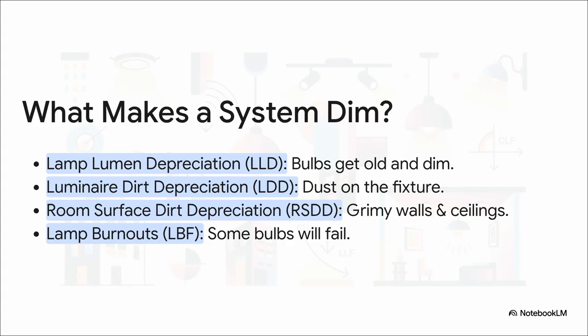So let's break down what's making our window so dirty. First, you've got lamp lumen depreciation, or LLD. That's simple. Bulbs get old, they get dimmer, even LEDs. Next is luminaire dirt depreciation, LDD, a fancy term for dust collecting on the fixture. Then there's room surface dirt depreciation, RSDD. That's when our walls get grimy and stop reflecting light well. And finally, lamp burnouts, LBF, which just accounts for the fact that some bulbs in a large group might have failed. You multiply all these little factors together to get your final LLF.